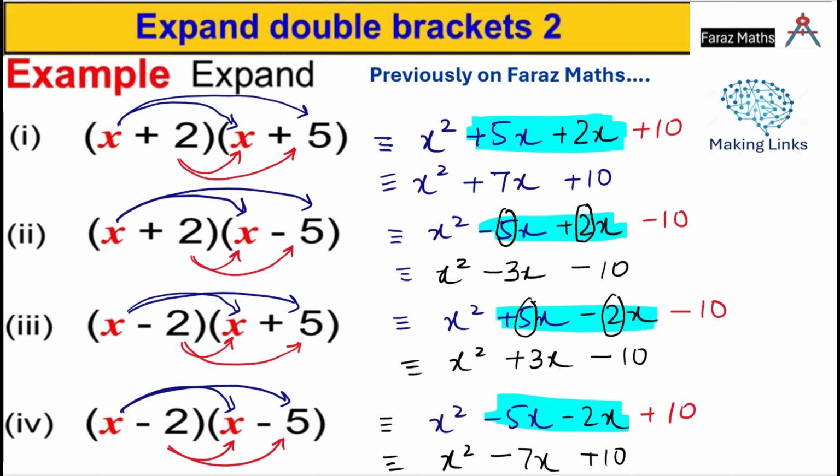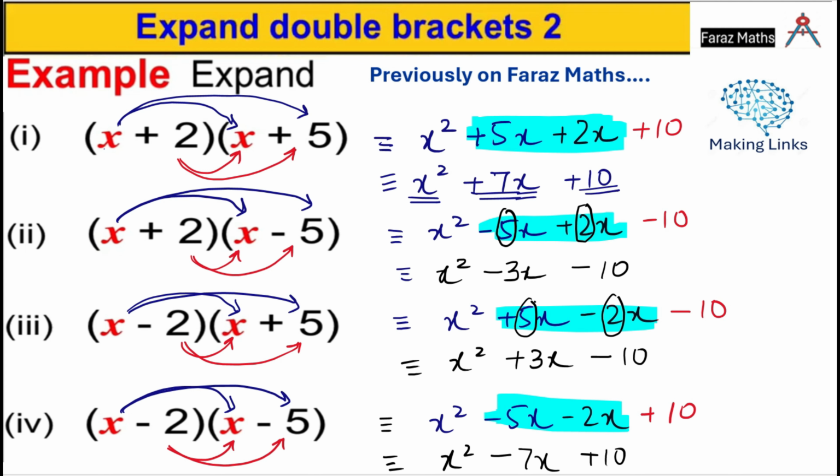Okay, there is one way you can do it directly also. Like in the first question, if you look at it, first two terms, x times x, multiply them so you will get the first term, and then plus 2 plus 5. So plus 2 plus 5 is plus 7, make x with it also. And then the last term, how can you get the last term? Plus 2 times plus 5, you will get plus 10.